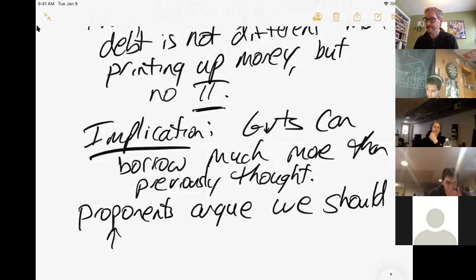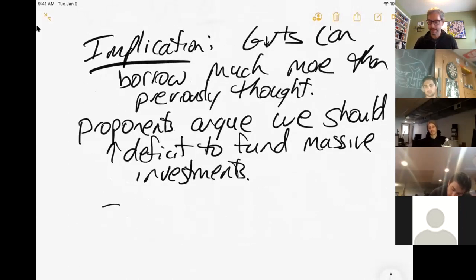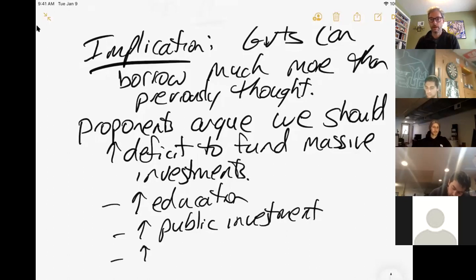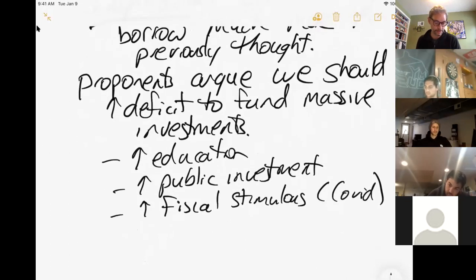The proponents of this argue that we should be increasing the deficit to fund massive investments, things like improving education, increasing public investment. They argue, don't worry about the fiscal stimulus. Right? Borrow $1 trillion, go for it. It's more important to think about short run output than it is about future deficits. So yeah, go for it. Go borrow $1 trillion.